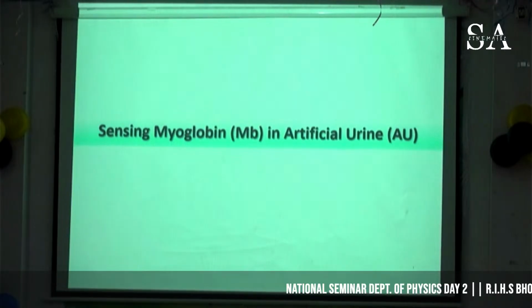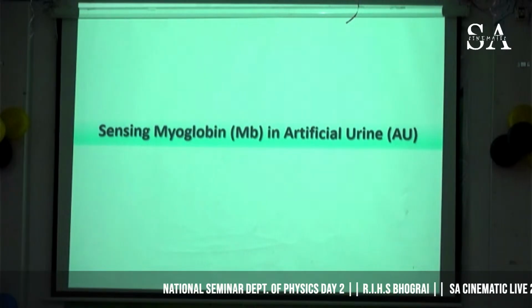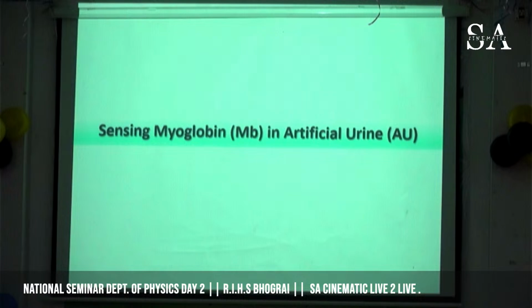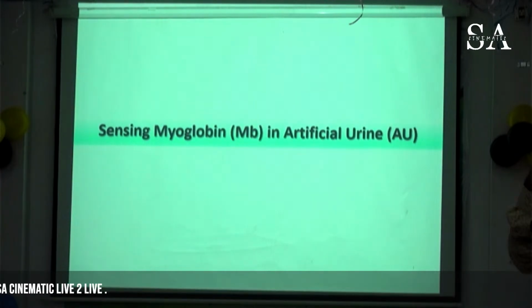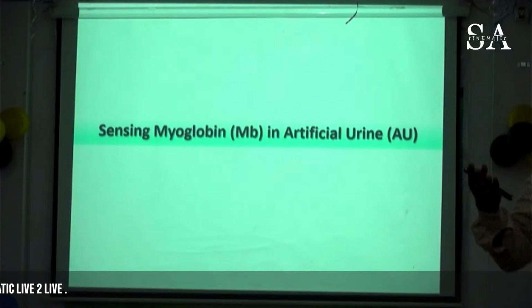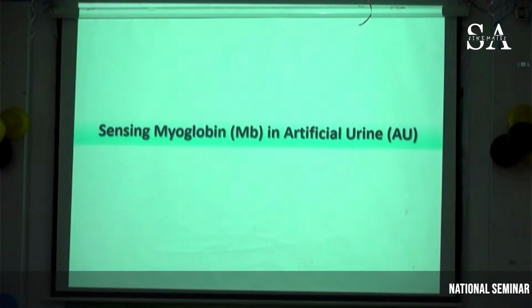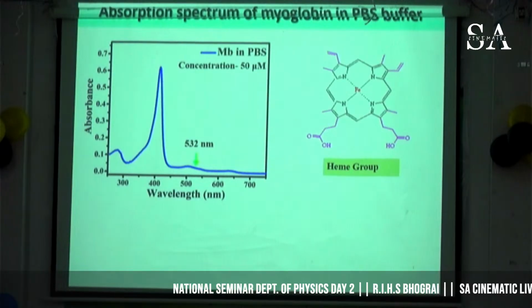Just like we have taken blood from volunteers, we have prepared artificial urine in the laboratory to test whether we can detect myoglobin or not. Myoglobin in urine indicates muscle damage, which could be damage in the heart or any part of the body. That is a serious condition, because it can even lead to a heart attack. So this is a very good test for detecting myoglobin in urine. This is the normal characterization of myoglobin.